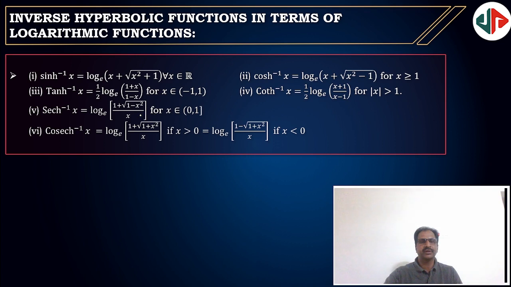Secant h inverse x is log of 1 plus under root 1 minus x square by x. Cosecant h inverse x is log of 1 plus root 1 plus x square by x if x is positive. Log of 1 minus root 1 plus x square by x if x is negative.